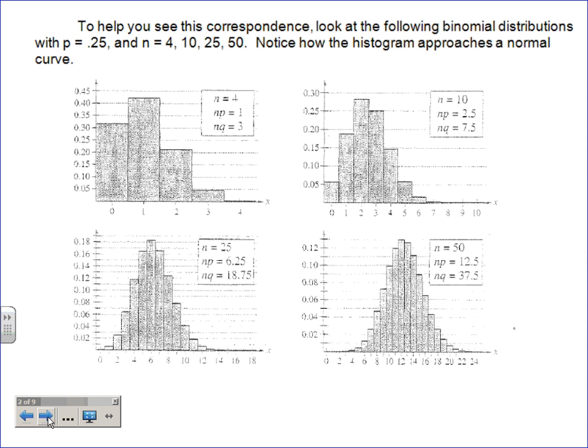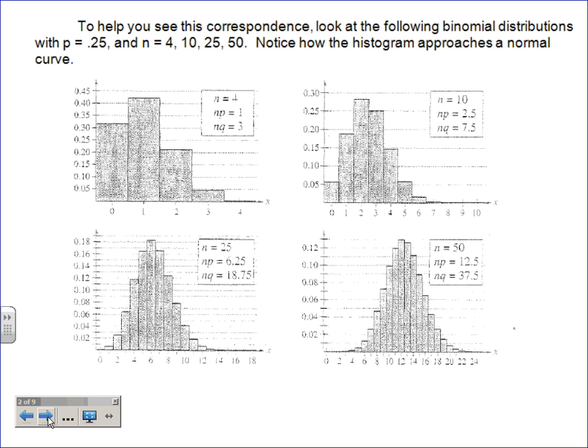And here's just an idea to show you. I hope your copy is better than this. Is yours a little bit better, maybe? No? This is saying n is only 4, np is 1, and nq is 3. So if this is where we started, is that a really good idea? Does that look normally distributed to you? A little bit, right? Not really. But you see how nq and np are not big enough, right?